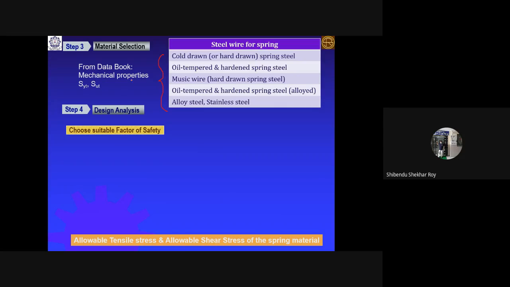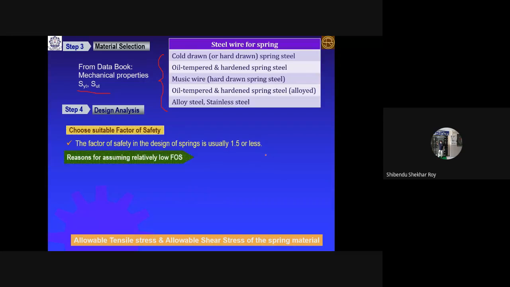Next, once you select the material, and you get the material properties from the data book, then you choose the suitable factor of safety. Now, the factor of safety in the design of spring is chosen as 1.5 or less. So my question is, why is the factor of safety relatively less, 1.5 or less? In the case of a shaft, it is 2.5, 3, like that. But here we have chosen 1.5 or less.